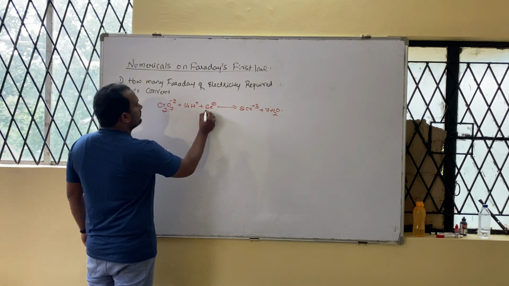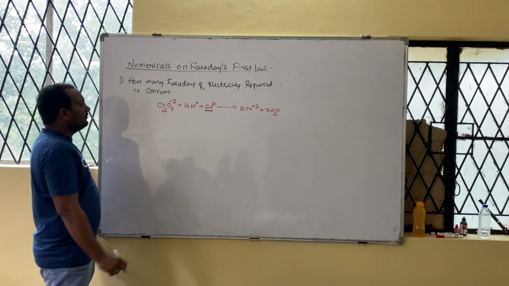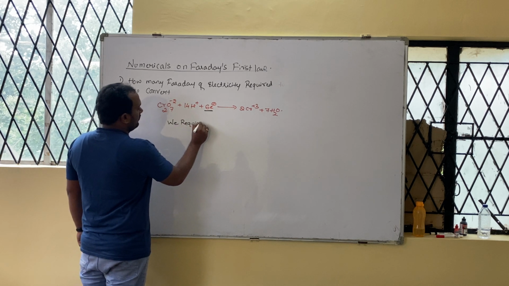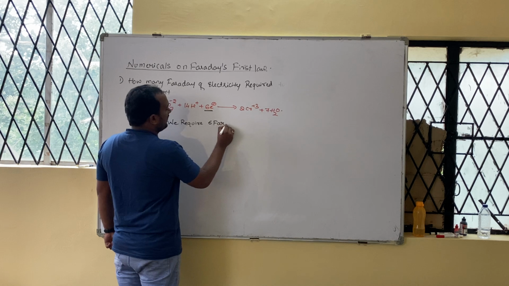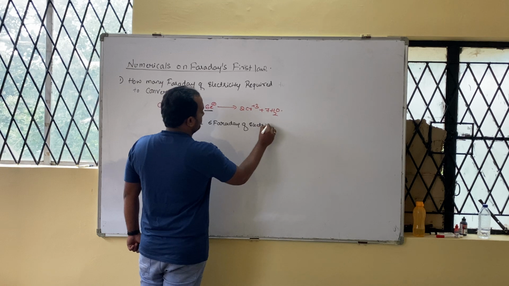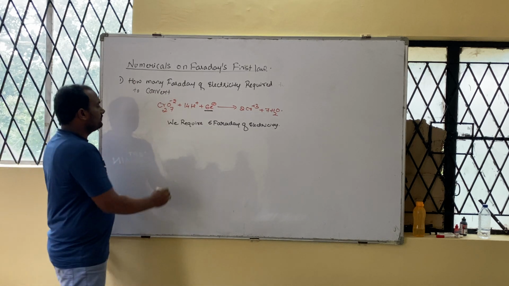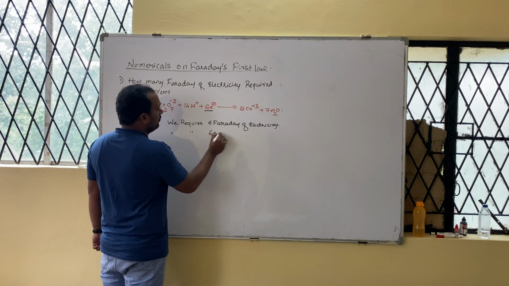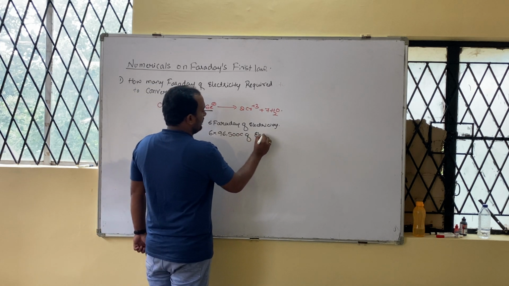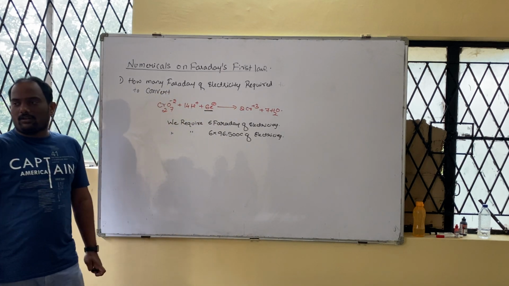Underline here. Look. How many Faraday required? 6 Faraday. Then you write below: we require 6 Faraday of electricity to carry out this reaction. If they ask in coulombs also, you write how many coulombs. We require 6 into 96,500 coulombs of electricity. Am I right or wrong?